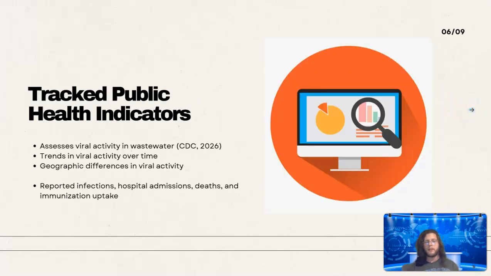The type of public health indicators that are tracked in this kind of situation are the likes of the viral activity in wastewater, trends in viral activity over time, and the geographic differences in viral activity, allowing us to see specific and targeted data relating to viral activity. Alongside these, reported infections, hospital admissions, deaths, and immunization uptake are also tracked to help us get a broader scope of what is happening.